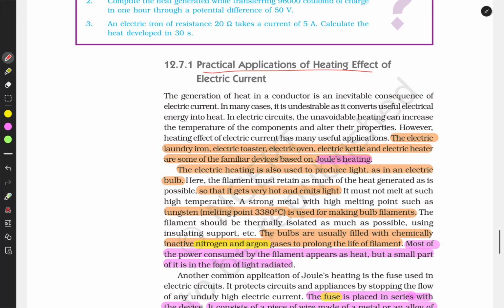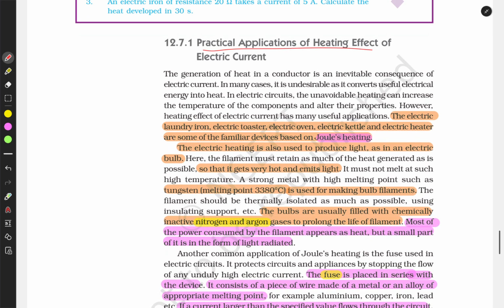Let's talk about the practical applications of the heating effect of electric current. The electric laundry iron, electric toaster, electric oven, electric kettle, and heater are devices which we are familiar with, and they depend on Joule's heating, based on this formula: heat equals I square R T.